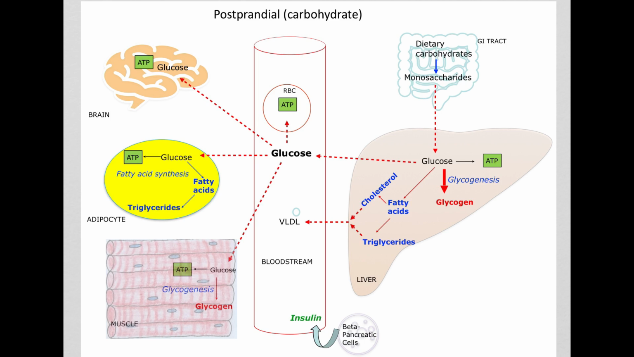Now, the liver is also a very important organ as far as synthesis of lipids. It can take excess glucose and convert it to fatty acids, as well as other lipids, cholesterol and triglycerides. Although the liver makes a lot of lipids, it does not store them. It takes these lipids, makes them into lipoprotein particles, what we call very low density lipoprotein, and it secretes this VLDL out into the bloodstream so that they can be used by other cells.